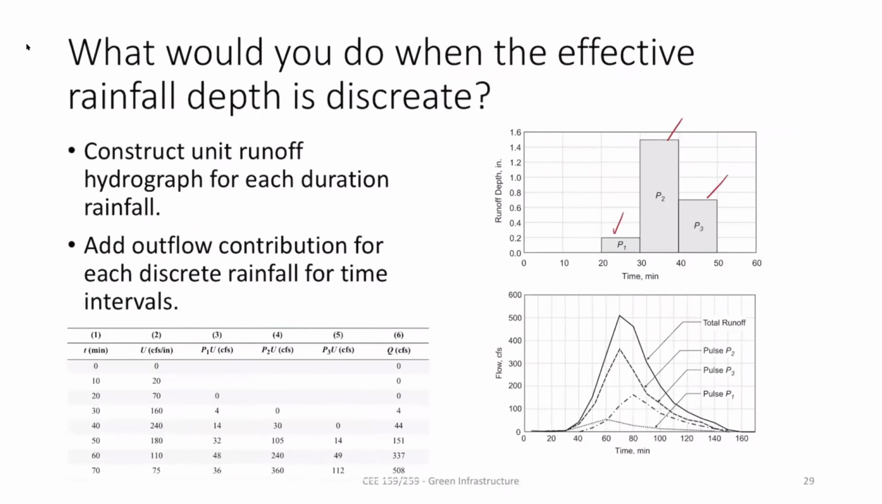For each rainfall, you get a T versus Q curve, and then you add them together. So that's written here: this is the first rainfall, this is the value, this is the second rainfall, third rainfall, fourth, fifth, all that. And then you add them together.